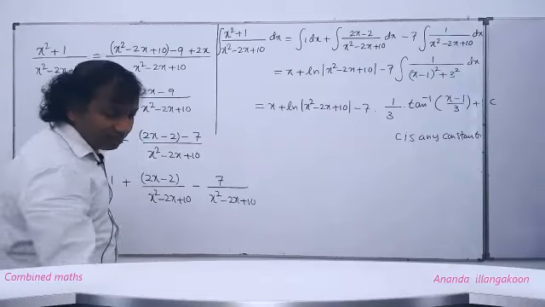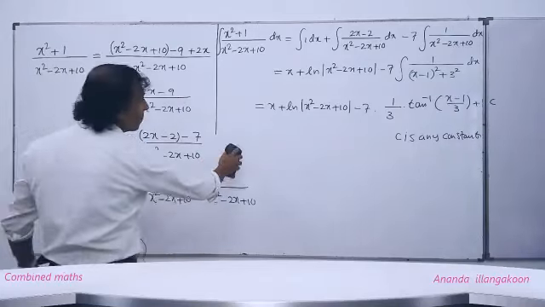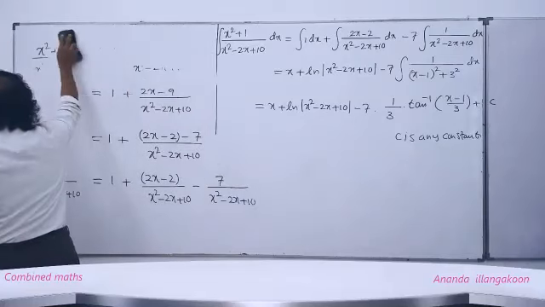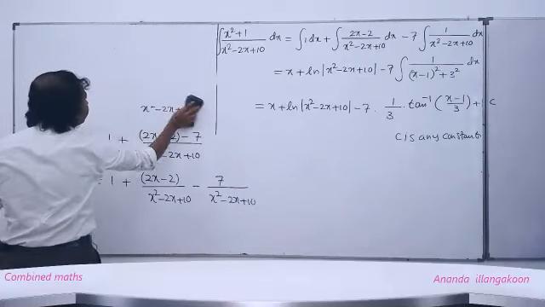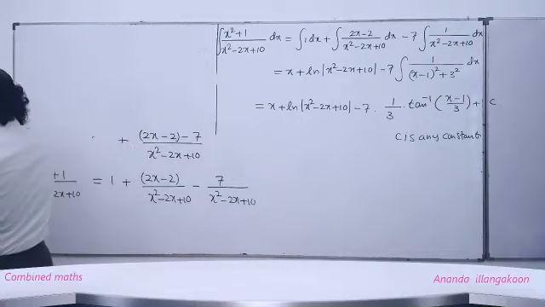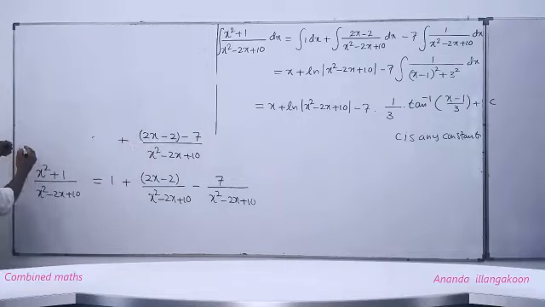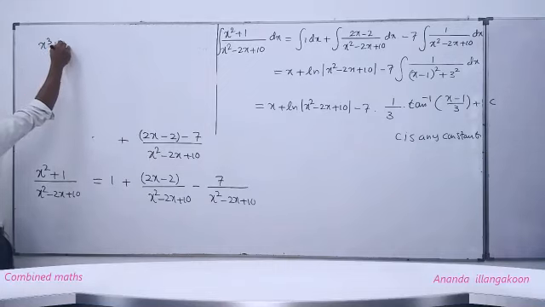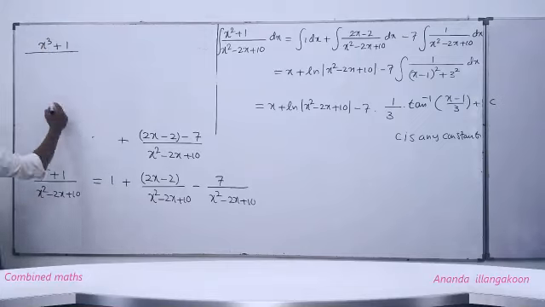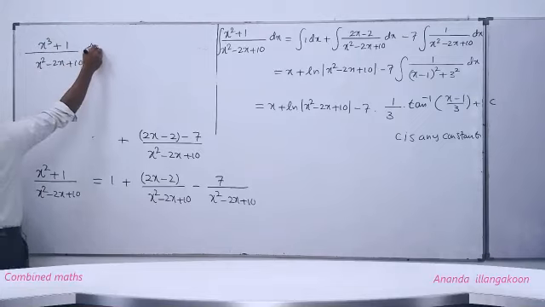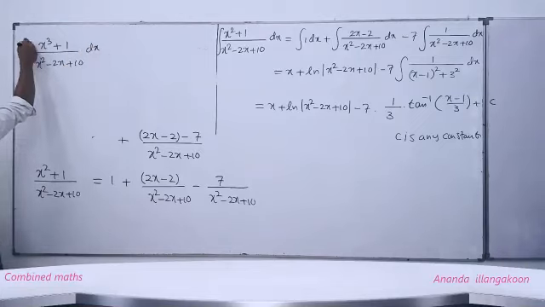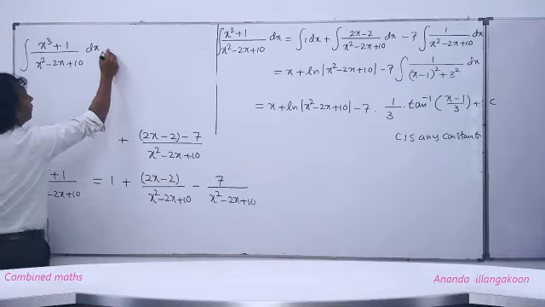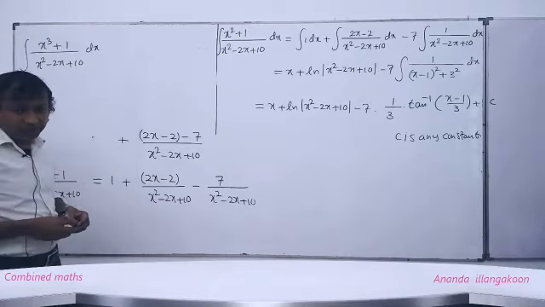Right, people, next one. We'll take another one more. When there is a third degree function at the numerator, like this, x cube plus 1 divided by the same denominator, x squared minus 2x plus 10 dx. Come to this, people. Try to get this answer. Just try.